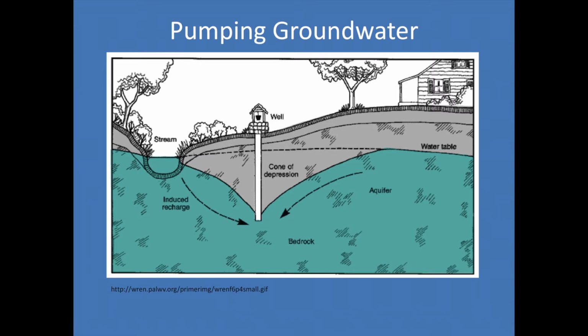So as water is pulled up through the well bore, you're going to have a drawdown of the water table, like a straw. You're sucking that water up from the water table, and it's going to pull down the cone of depression of that water, the edge of that water table.